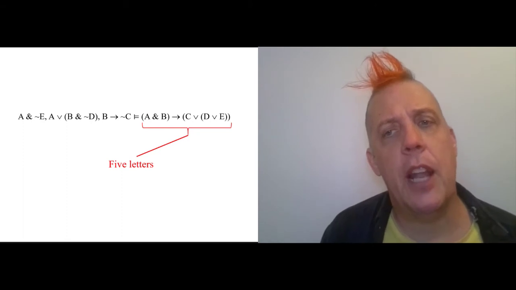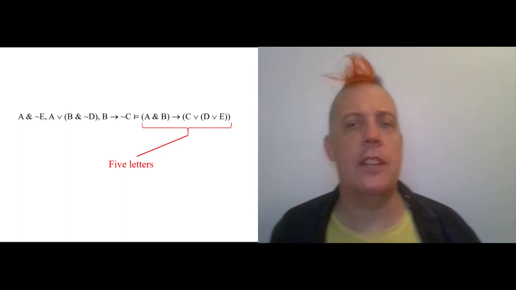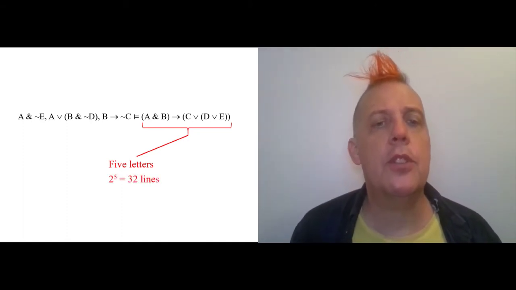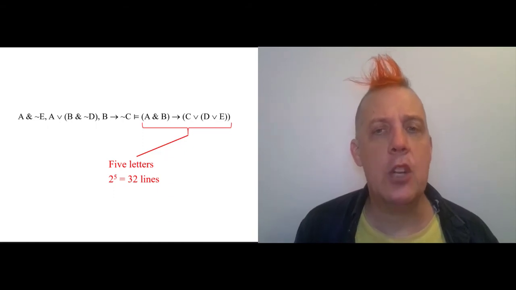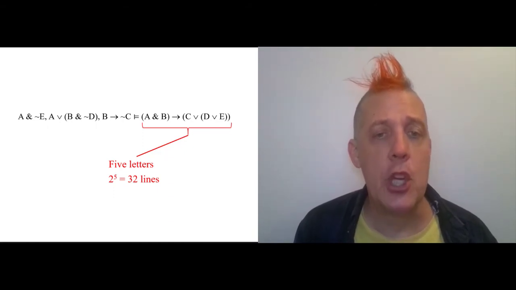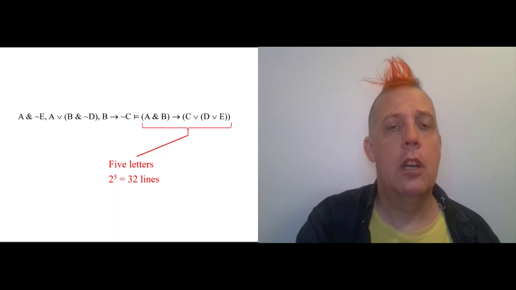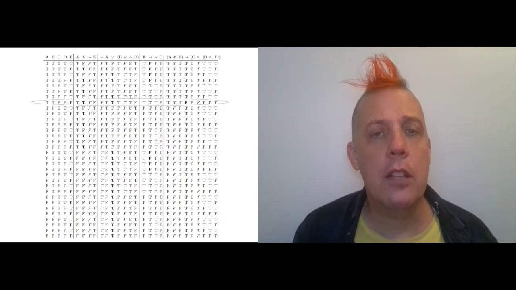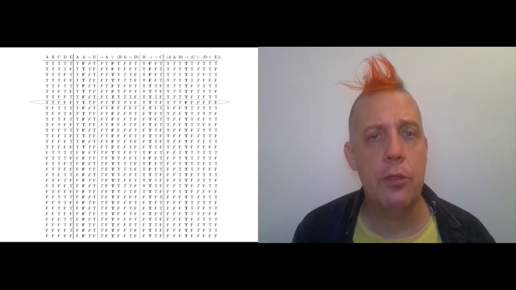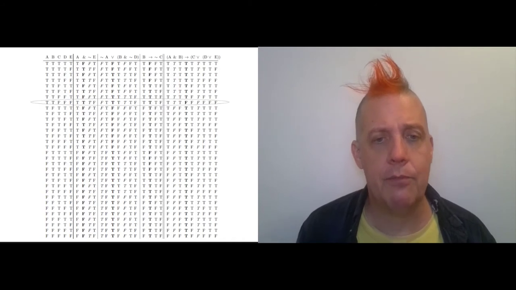This is an argument that has 5 separate sentence letters in it. It means that the truth table is going to get really long. It's going to be 32 lines long. We just don't want to have to do this truth table. I mean, look at it. It would just take forever.